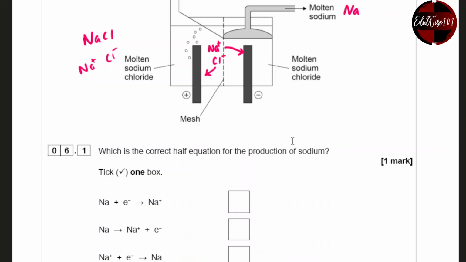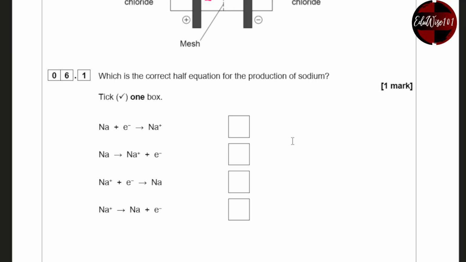Which is the correct half equation for the production of sodium? If you're trying to produce sodium, which is a metal, it has to be Na. Now it starts off as Na+, and you will need an electron to produce sodium. So that would be the third option.